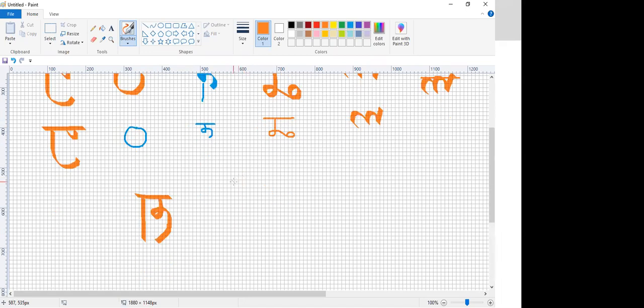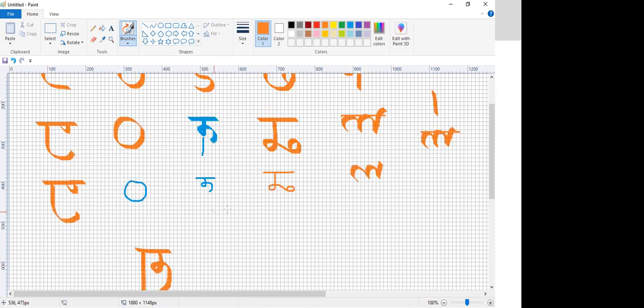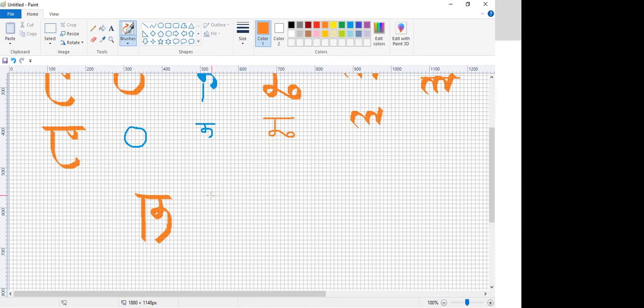But you are talking about the Chavarga Nya, right? Yes, sir, Nya, and the Tavarga Dha. Okay. But they are different. If you see, this is Nya and this is Dha. These are two completely different letters. No, not that one, sir. Not that one. Oh, yes.